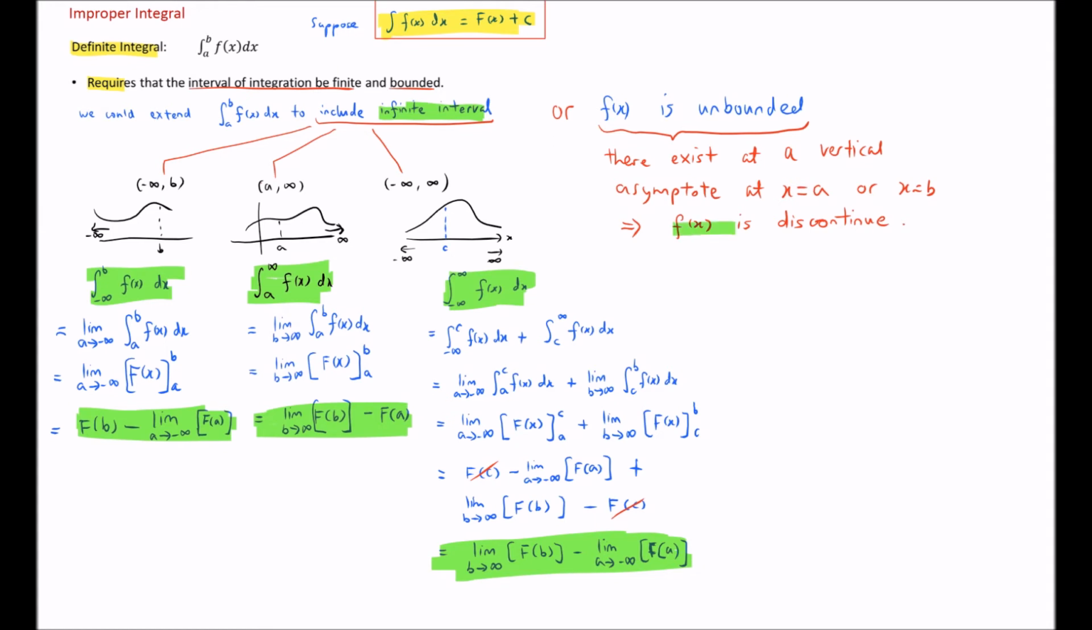So you can understand that if f(x) is discontinuous, that means f(x) is unbounded. So that means there is a vertical asymptote. For the second part of the video, I will explain part 2. So this one will be part 2, in the next video. Okay, next video I will be going through this.